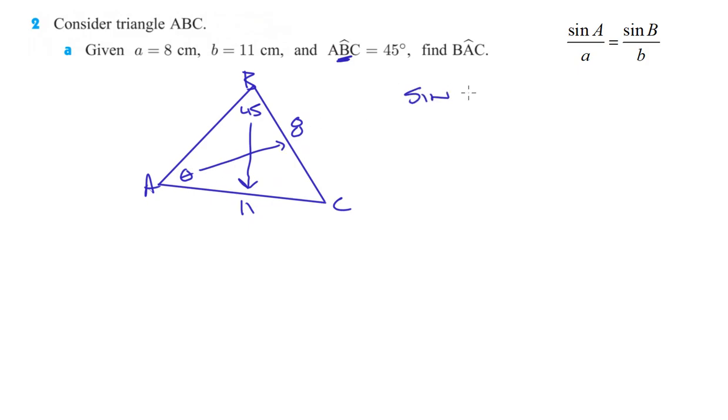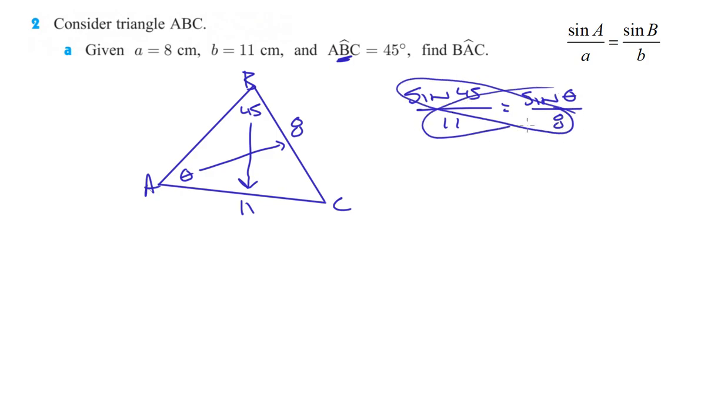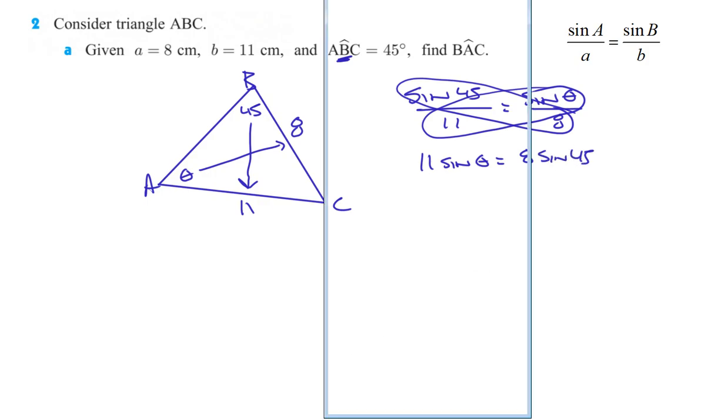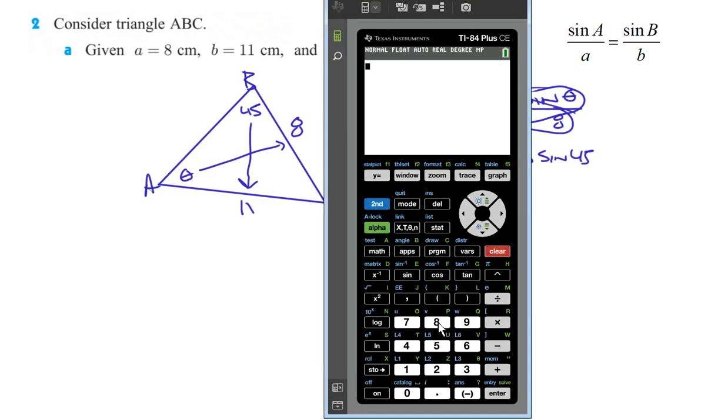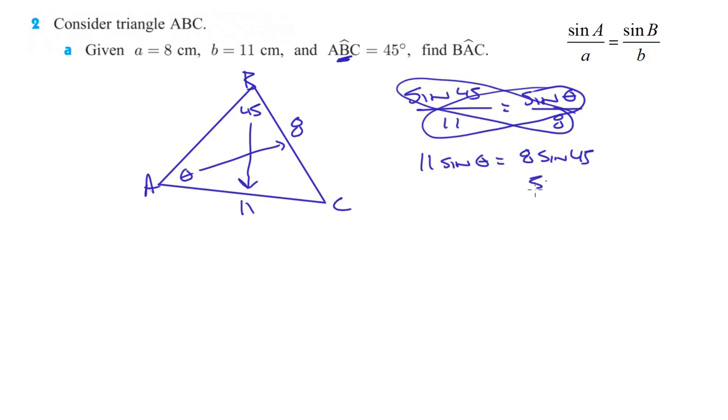So sine 45 over 11 equals sine theta over 8. Cross multiply, and off we go. 11 sine theta equals 8 sine 45. 8 sine 45 gives us 5.66, we'll call it.